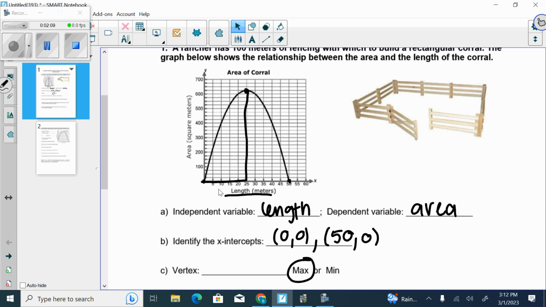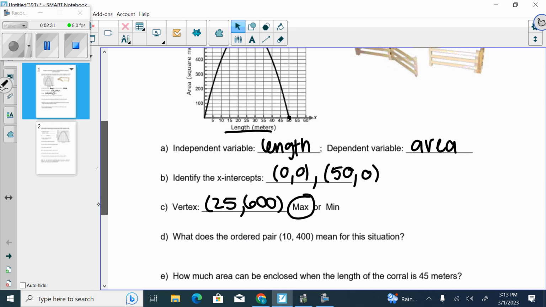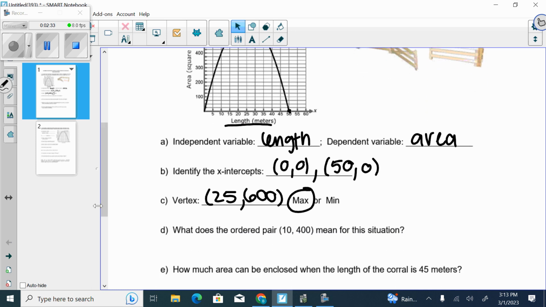How many over? 25, okay. And how many up do we have to go? 600. So this point up here is at 25, 600. So just read the sides of your graph. All right. So now we have our vertex. Part D says, what does the ordered pair 10, 400 mean?